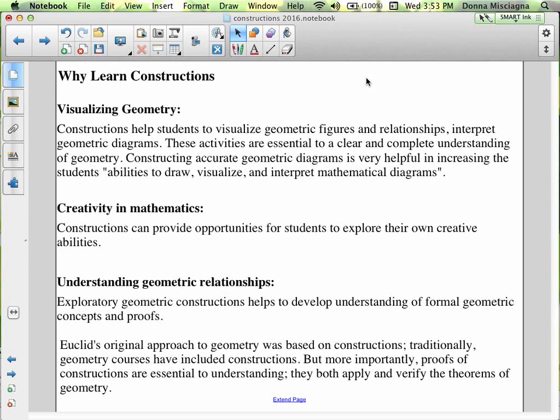Euclid's original approach to geometry was based on constructions. Traditionally, geometry courses have included constructions, but more importantly, proofs of constructions are essential to understanding. They both apply and verify the theorems of geometry. So our constructions themselves actually prove certain things to be true.